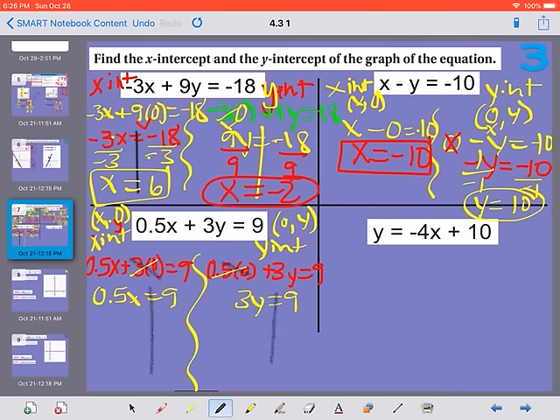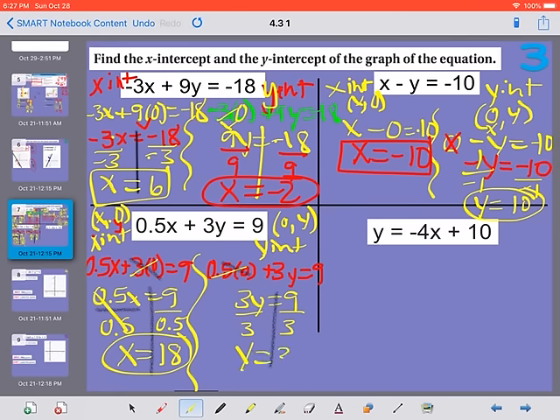So when we solve these, the opposite of multiplying is dividing. So I'm really dividing by 0.5. So we get x equal to 9 divided by a half. How many halves go into 9? It would be 18. And then on this side, dividing by 3, y would equal 3.